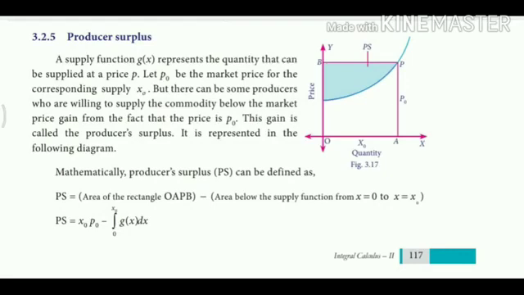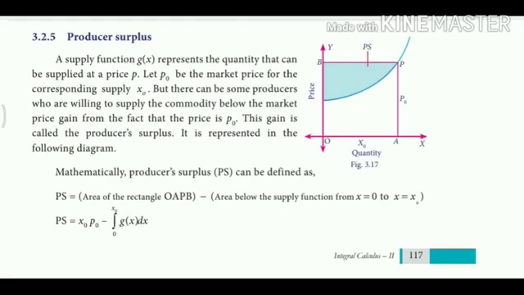So mathematically, producer surplus PS can be defined as the area of the rectangle O A B P minus the area below the supply function from x equal to 0 to x equal to x naught. So PS equals x naught P naught minus the integral from 0 to x naught of g of x dx.